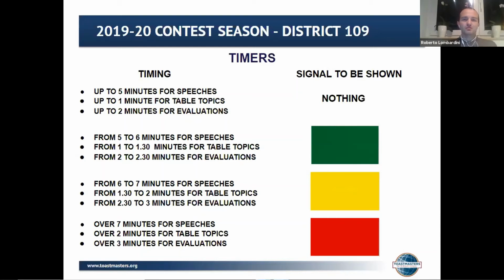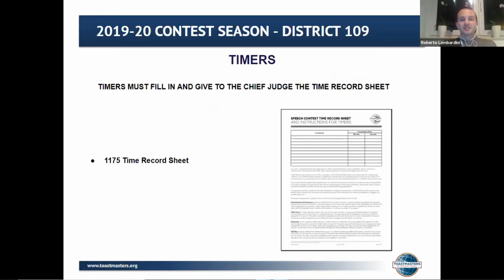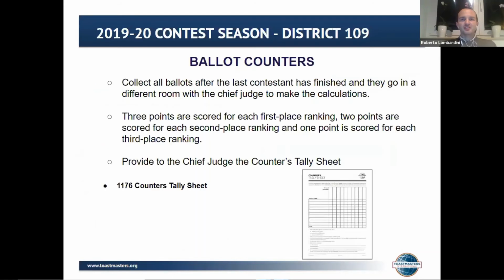So you need persons covering this role that are very precise, and be aware that it can influence the performance of contestants. It's also written in the rulebook that if something happens to the timers, if something is not working properly, contestants are allowed to speak 30 seconds more than the time allowed. Hopefully, I've never seen it, but I read that it happened. This is the time record sheet that they should fill in and give to the chief judge.